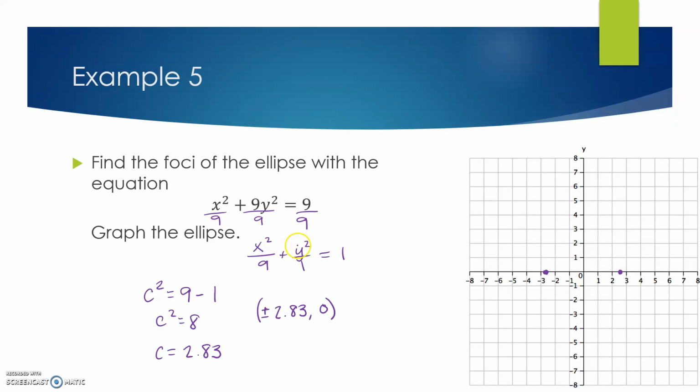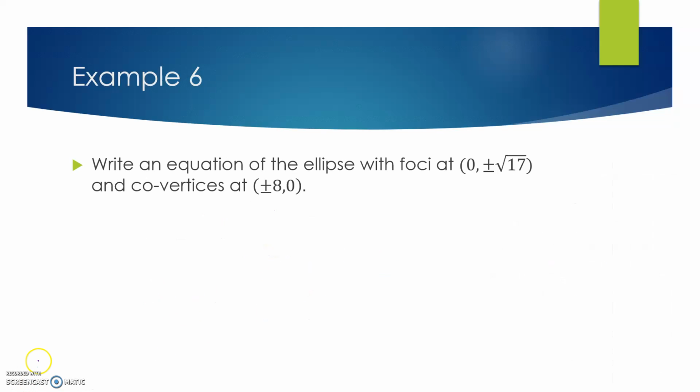Now, graphing the rest of it, my a value is the larger one, so this is the a squared. This is b squared, so I have to take the square root of each of those, and I get a equals 3, b equals 1. Graphing those, it should look like that. There we go.